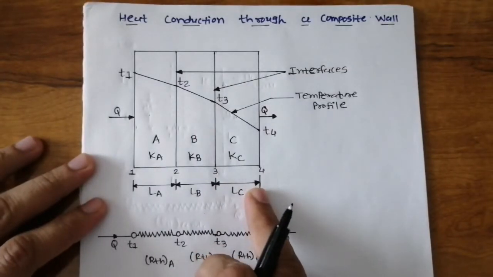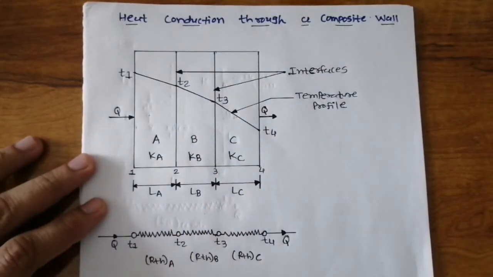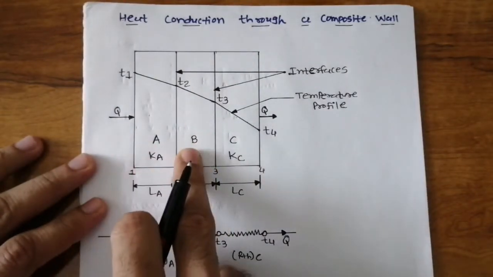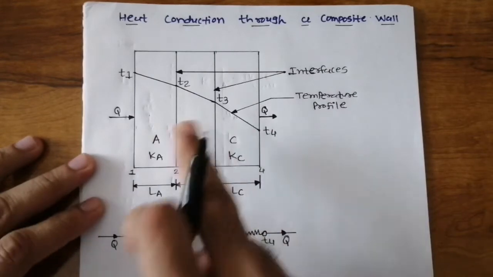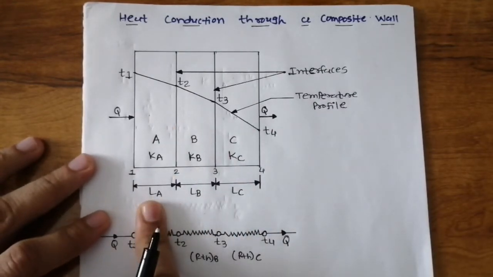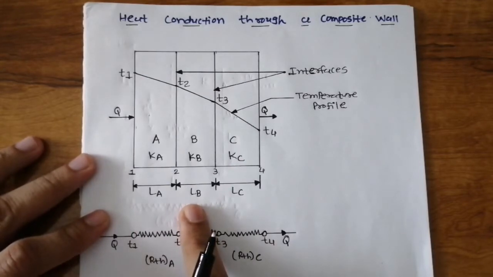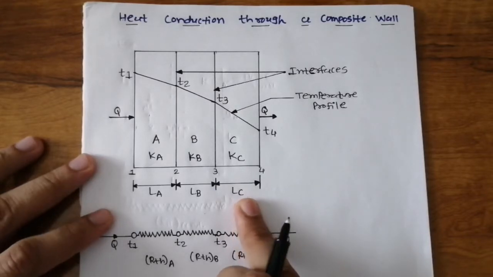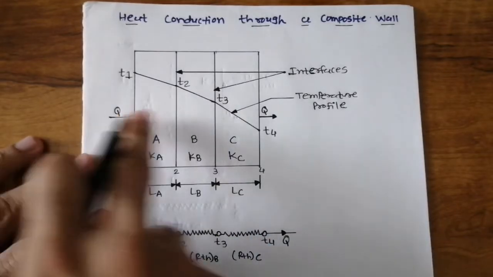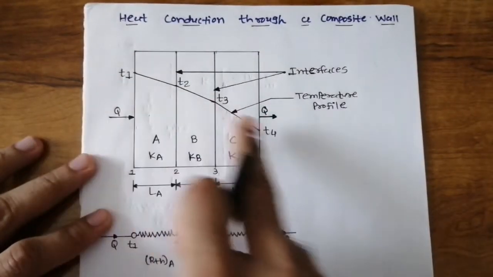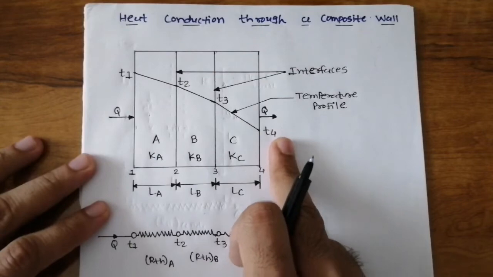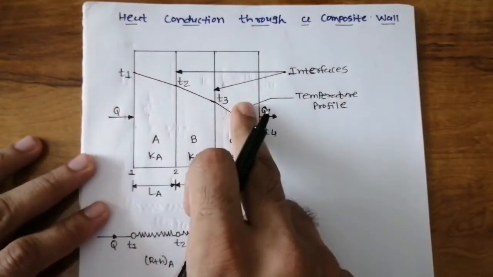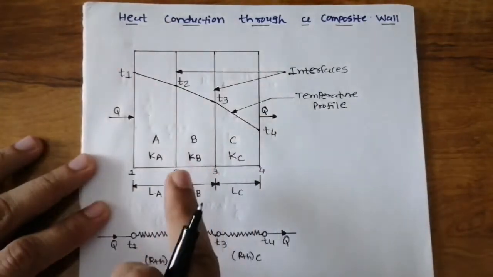In this figure we consider three layers, or we can say three slabs. Layer and slab are the same here. So we consider three layers: layer A, layer B and layer C. LA is the thickness of layer A, LB is the thickness of layer B and LC is the thickness of layer C, or slab C. Then heat is transferred from T1 to T4. That is called a composite wall because more than one layer is there, and each layer has a different thermal conductivity.